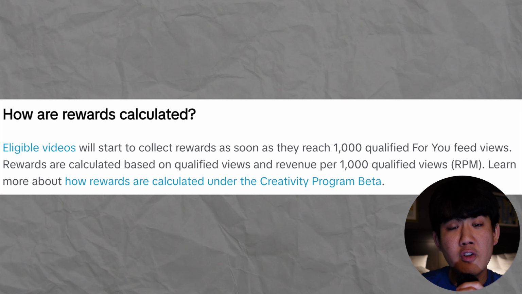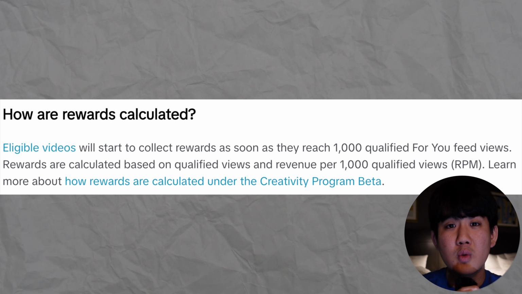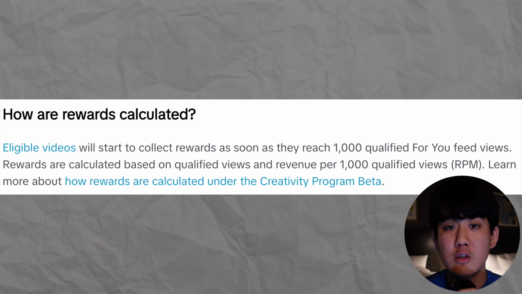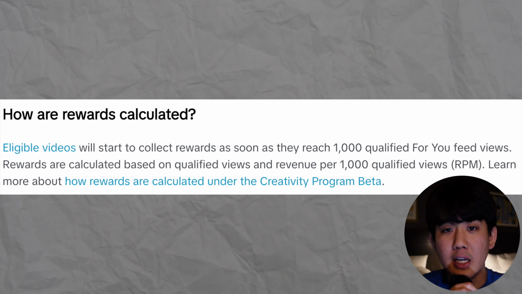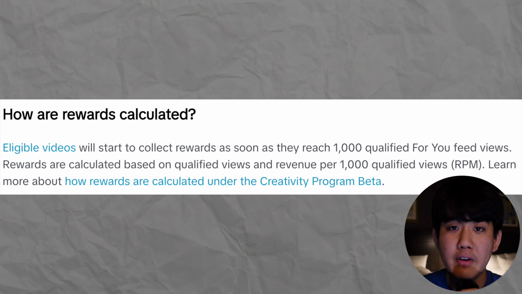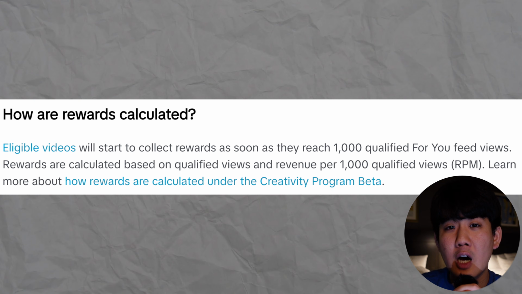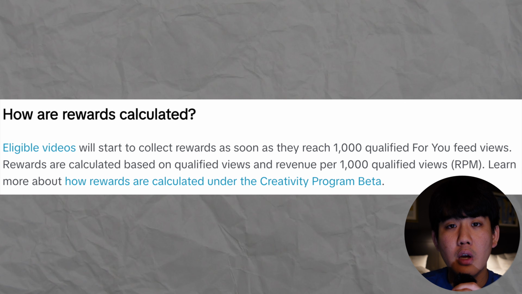Now let's say you join the TikTok Creativity Program and you start making money. How are the rewards calculated? If your video is at least 1 minute long, once one of your eligible videos reaches 1,000 views, your video will start to collect rewards. Rewards are based on qualified views and revenue per 1,000 qualified views, which is also called RPM. Now keep in mind that RPM will fluctuate depending on the region where you're posting from. So for example, the US will tend to have a higher RPM compared to other countries.